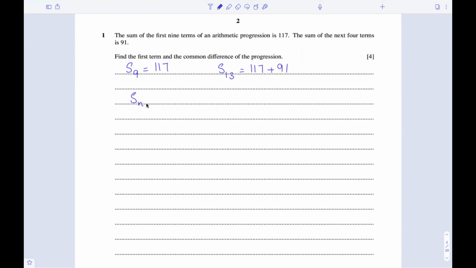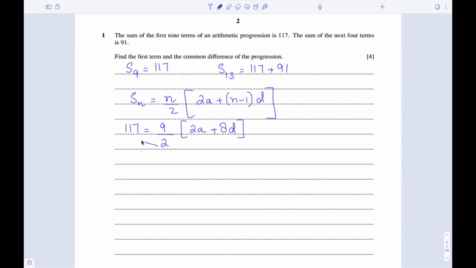We know that the formula for the sum of an AP is n upon 2 bracket 2a plus n minus 1 times d, which is the common difference. So the first thing we have to do is that for the first 9 terms, the sum is 117. So we write 117 is equal to n is 9 upon 2 bracket 2a plus n minus 1, which will become 8 times d, which is 8d.